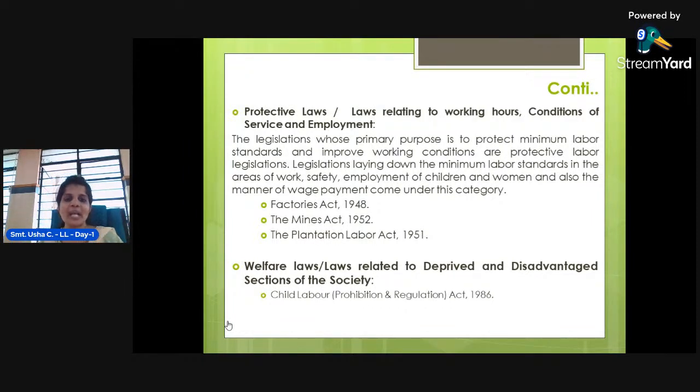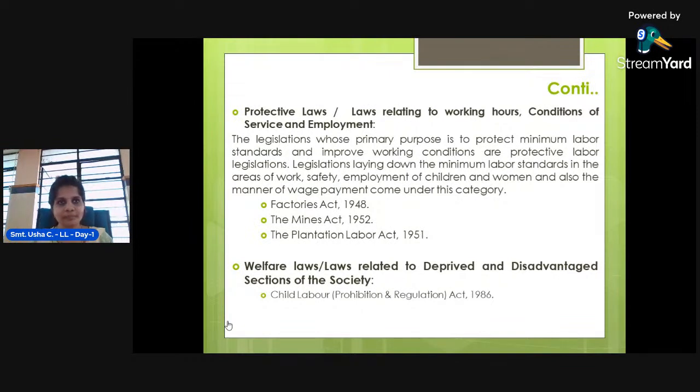The next law is welfare law, and this welfare law relates to the deprived and disadvantaged groups of society, like minority groups, child welfare, and women employees who are deprived of availing benefits from the organization and the society. To protect them, this welfare law was established, and it mainly includes the child labor law, that is the Child Labor Prohibition and Regulation Act of 1956.